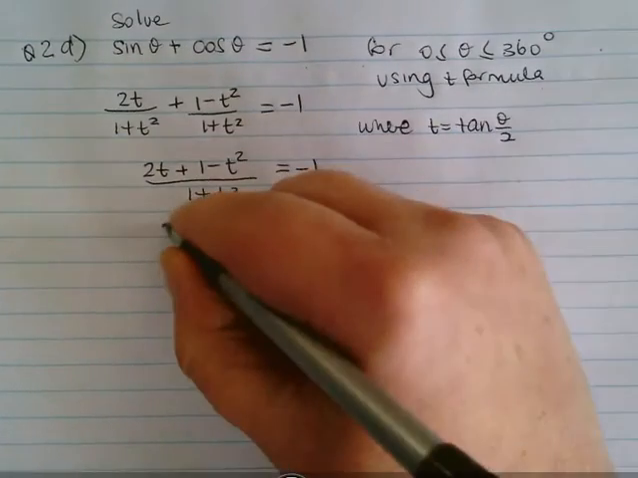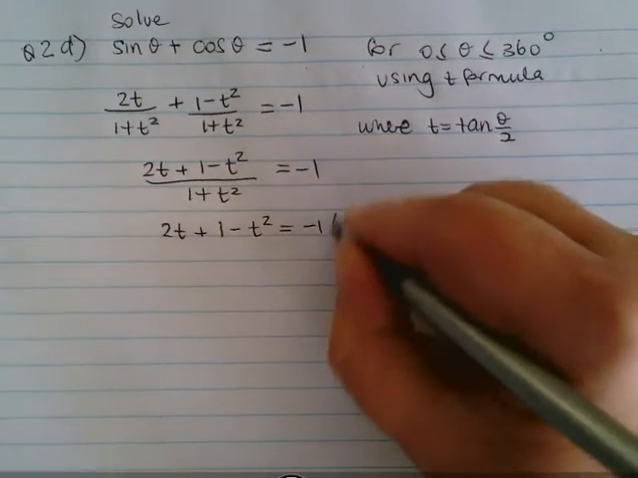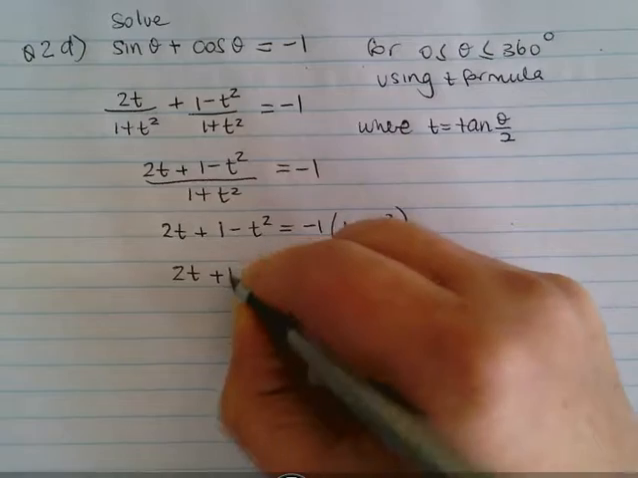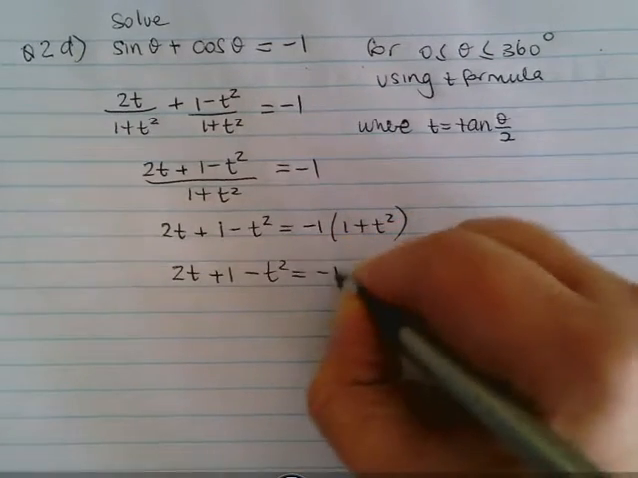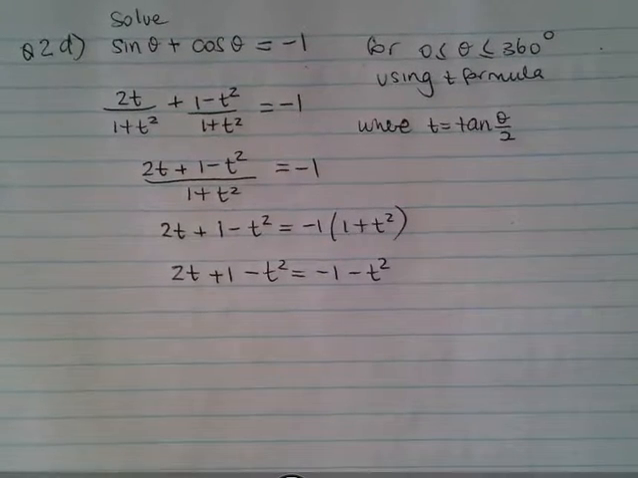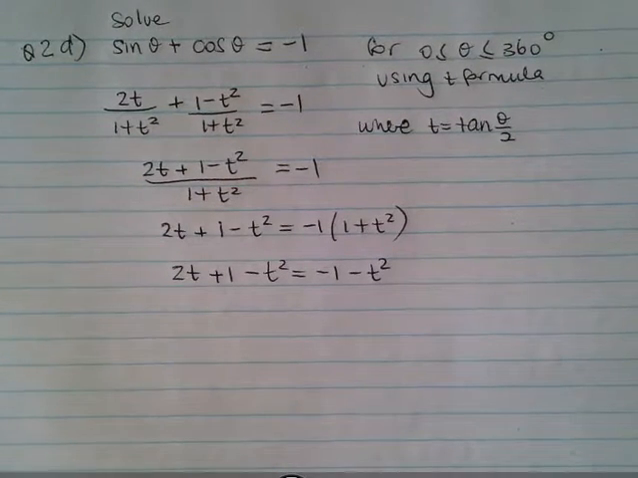Now I'm going to cross multiply. 2t plus 1 minus t squared equals negative 1 times 1 plus t squared. So 2t plus 1 minus t squared equals negative 1 minus t squared. Now I can already see those t squareds are the same on both sides, same sign, so they're going to cancel. And that is how you know 180 is going to be a solution, when the t squareds cancel and you don't end up with a quadratic, you end up with a linear equation. 180 is going to be the other solution.